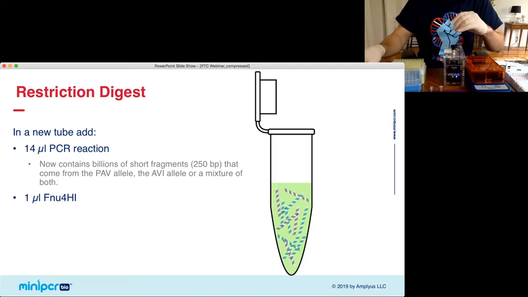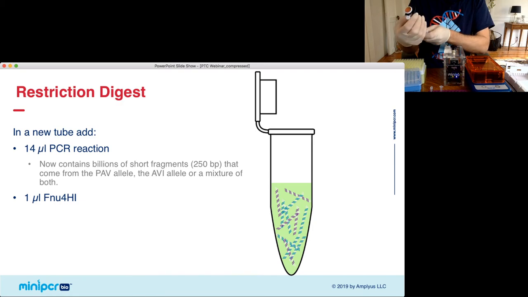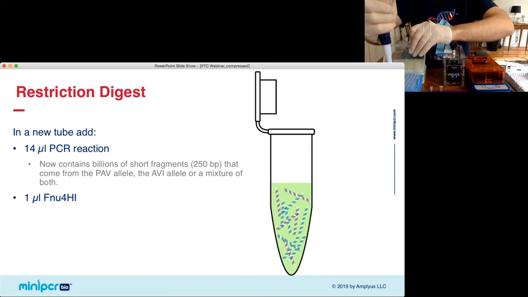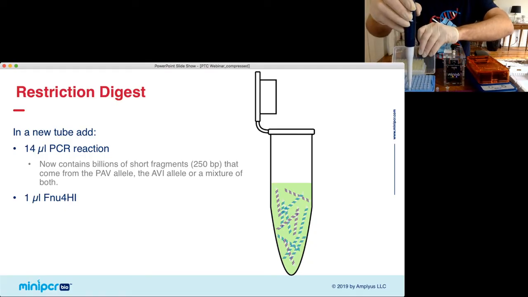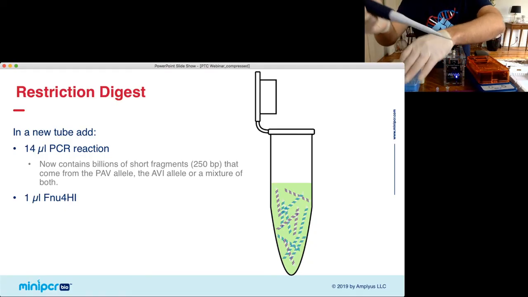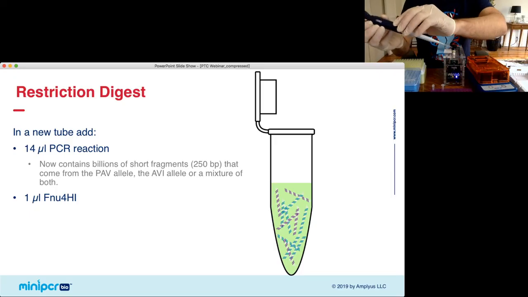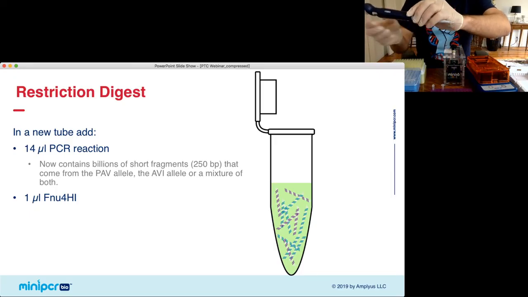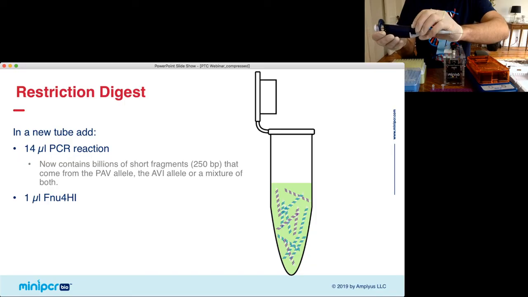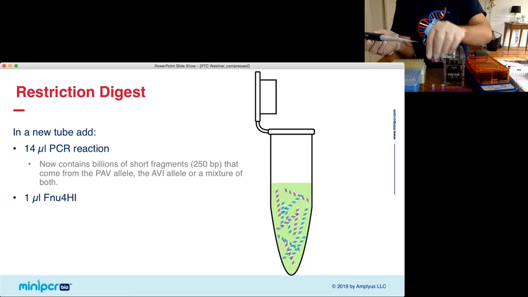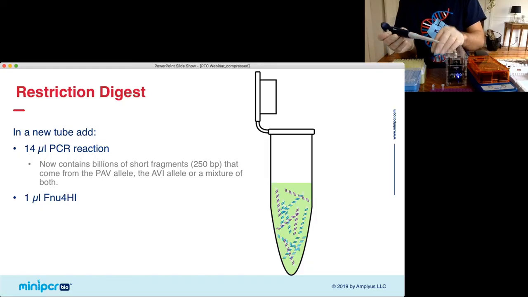And then we are going to add 1 microliter of our FNU4H1. I just want to note I'm using a different pipette right now. I'm using the 10 microliter pipette because we're just using 1 microliter, and that's a very, very small volume. The 20 microliter pipettes usually don't go down to 1 microliter. We usually suggest that the teacher does this step because, well, 2 reasons.